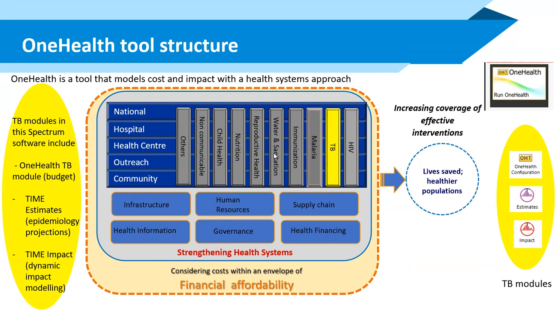Each of these health programs is underpinned by the health system. The tool follows the health system's building block approach with components for infrastructure, human resources, supply chain, health information systems, governance, and health financing. All of these structures are considered within an envelope of financial affordability, with the end goal of increasing coverage of effective interventions in order to save lives and increase the health of populations. These costing packages are linked to impact models, which include those focused on TB, time estimates, and time impact, which we'll discuss in further detail later in this presentation.